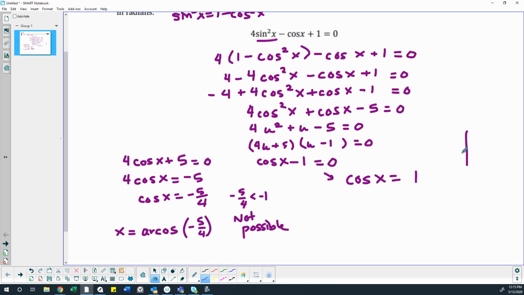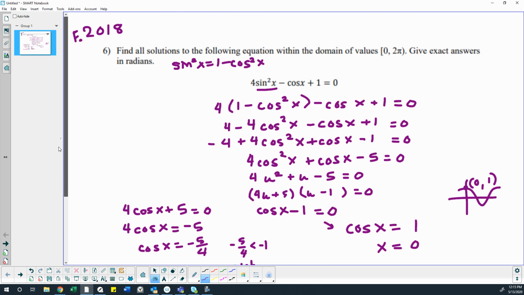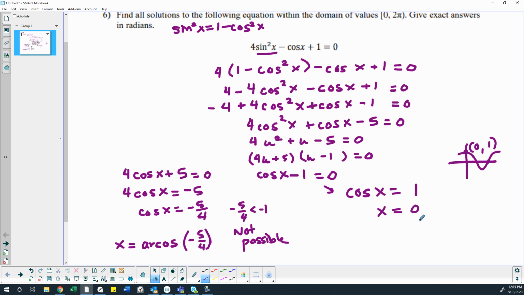And we know that cosine equals 1 at 0. So that means that x would equal 0, and that's going to repeat every 2 pi. However, we're just giving our answers from 0 to 2 pi, not including 2 pi. So I believe the only answer is 0. And if someone wants to check the answer key for me, I would be really grateful.